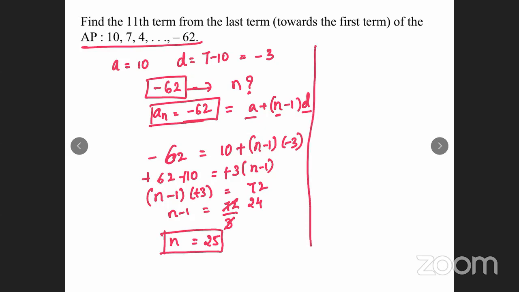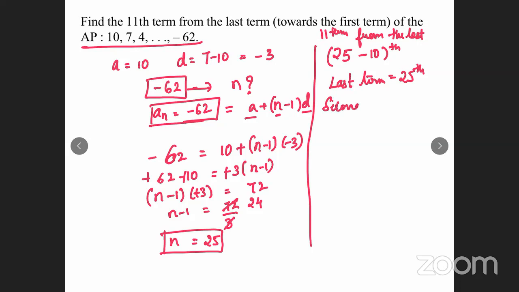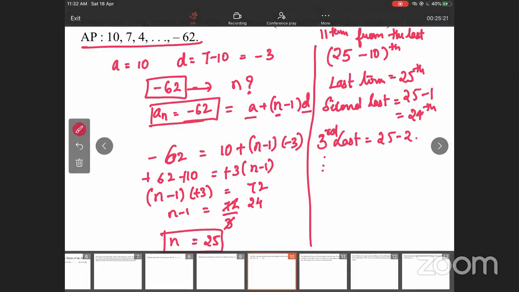So now what they are asking: find the 11th term from the last. So what is the 11th term from the last? There are 25 terms. From that, if I do the minus 10, I will be getting the 10th term. Correct? How did we get this? So what is the last term? The last term is the 25th. So what is the second last? The second last is 25 minus 1, that is the 24th term. What will the third last be? The third last is equal to 25 minus 2. So what is the nth term from the last?